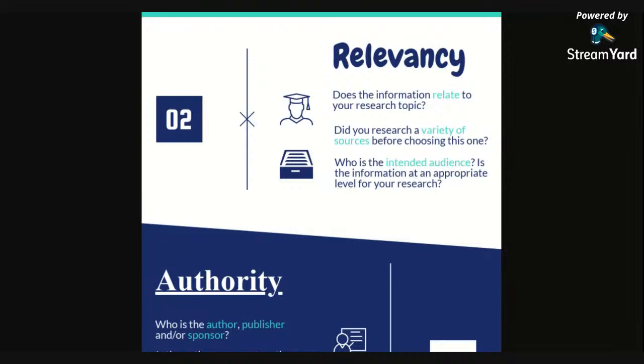So the next question is, who is the intended audience? Is the information at an appropriate level for your research? Remember, you have to look at the rhetorical triangle and take all of those things into account. We talked about that at the beginning of the semester, and it still matters no matter what you are writing. If you're writing a baby book or a doctoral dissertation, you have to keep that in mind. So again, who is the intended audience? Is the article, website, whatever you're finding, relevant for who your intended audience is?